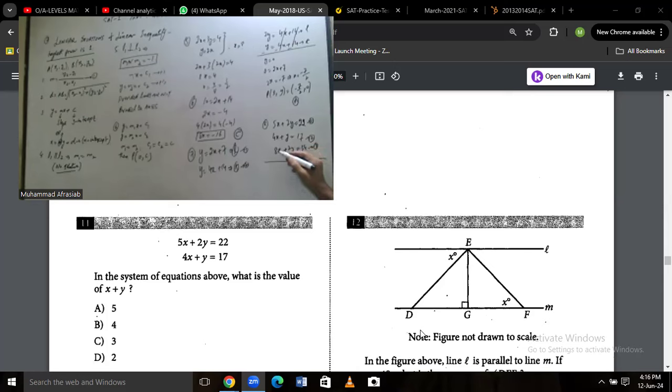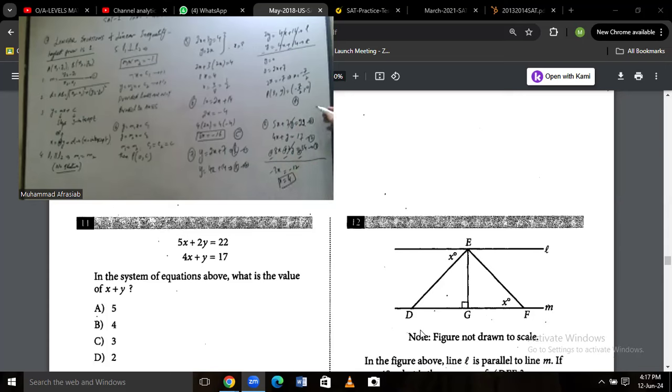Now we subtract the second equation from the first: 5x minus 8x is minus 3x. The plus 2y and minus 2y cancel out. 22 minus 34 is minus 12. So x is equal to 4.